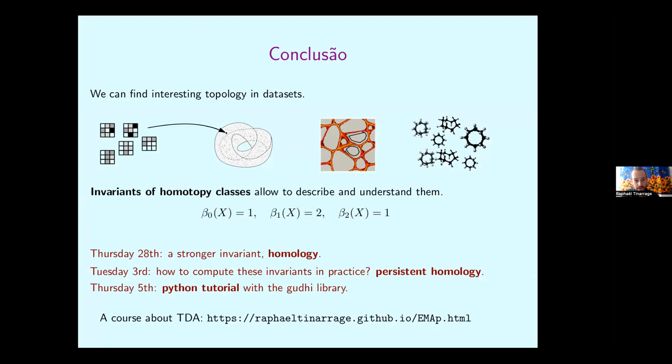So this is it. We've seen today basic notions of topology, relations between topological spaces, and how to understand the equivalence classes coming from these relations through the notion of invariant. And this is it for today. Thanks a lot.